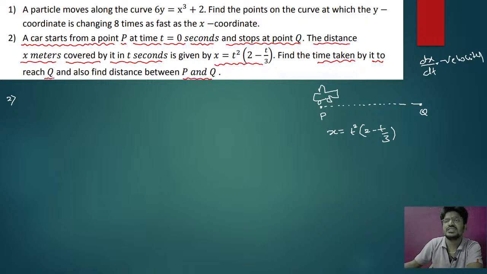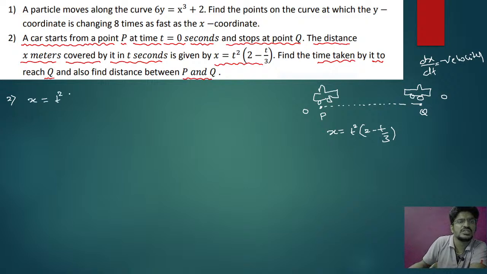Clear? And this velocity is initially going to be 0 because the vehicle is in rest position, and at the final point also it is going to be 0, because again it is in rest position. Clear? So this logic you have to use. Clear? Okay.